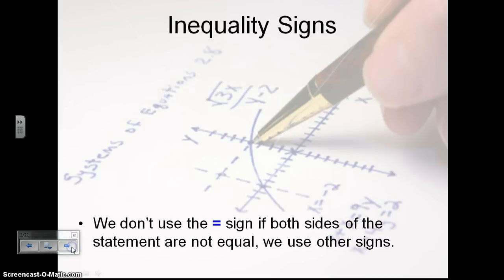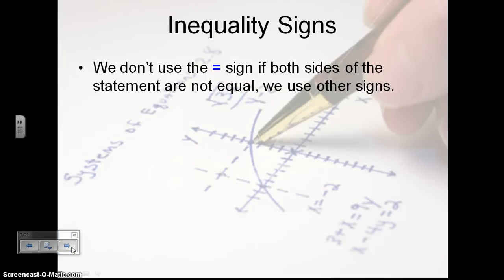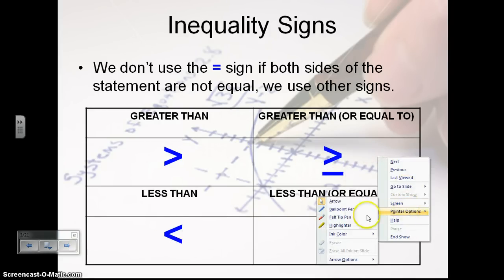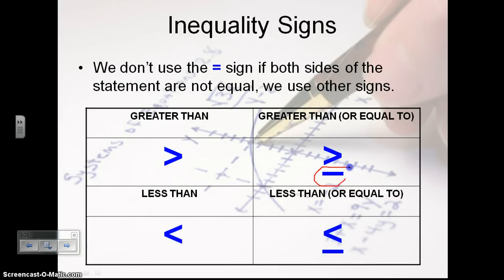Now, let's look at inequality signs. Okay, we do not use an equal sign. We use greater than or equal to, less than, and less than or equal to. Remember, this line underneath the inequality right here just means equal to. Okay, that's all it means, is equal to.